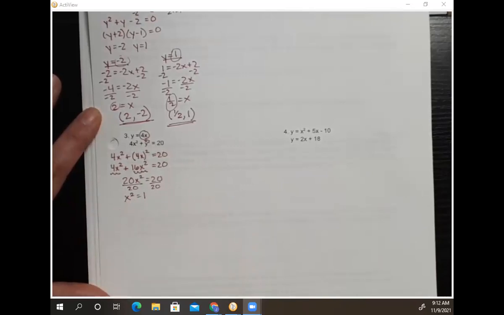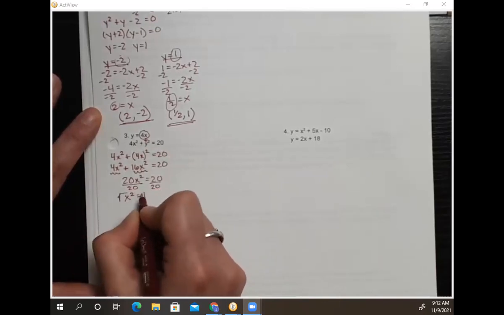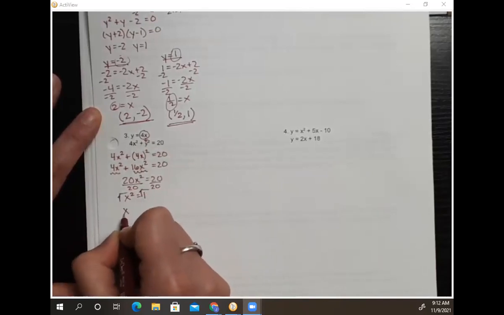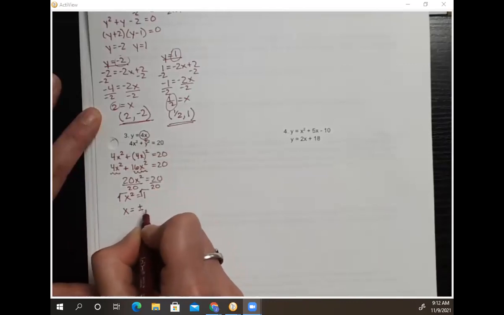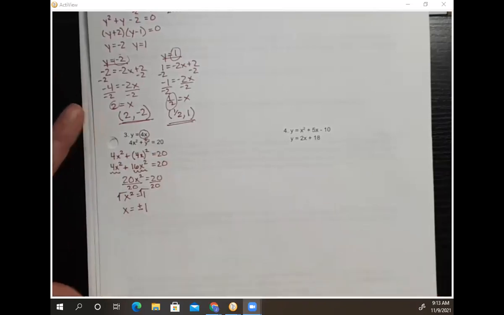Since I only have x squared here, I don't also have an x term. I'm just going to solve this with square roots. So I have the squared piece by itself. I can take a square root now. So I get x equals plus or minus 1, since the square root of 1 is 1. Don't forget that plus or minus. You get 2 solutions here.